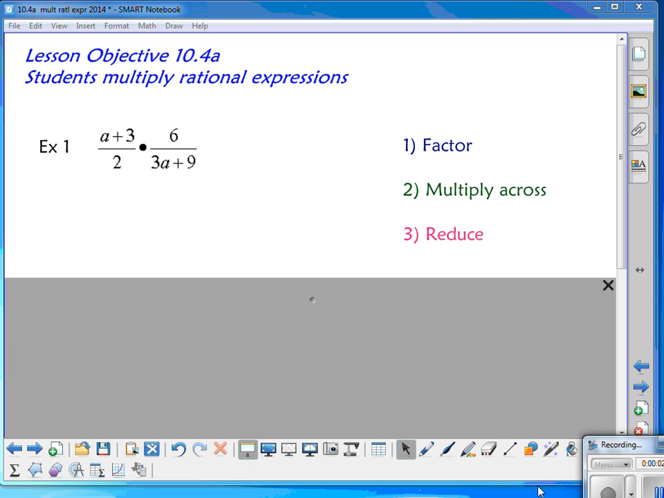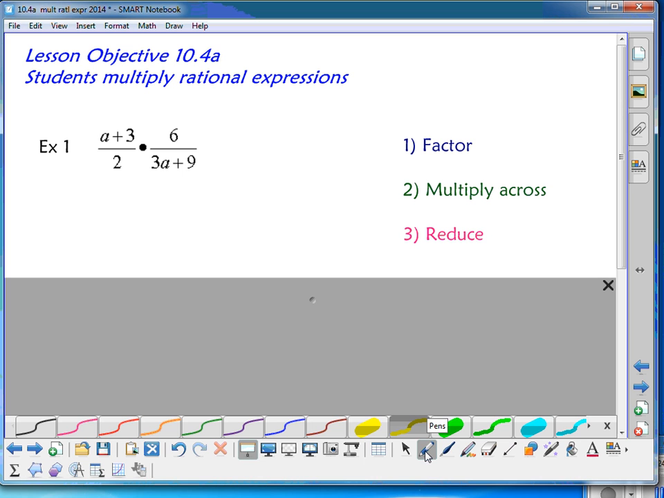All right, so the lesson objective today is that students will multiply rational expressions. So this isn't a lot different than what you've been doing. We're just going to still factor it and simplify it, and basically we're combining what's on top together and combining what's on the bottom and crossing out what we can cross out. So it's basically the same as what we've been doing. It's just adding one extra little step.